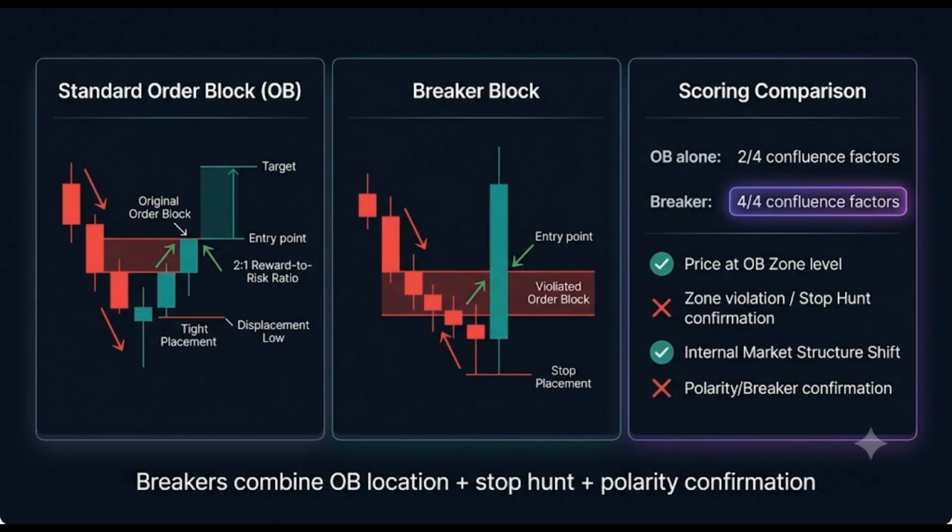Second, the violation that created the breaker swept the stops of traders who were trading the original OB. Those stop orders became the liquidity that funded the institutional move through the zone. Third, price returning to a breaker must pass through the zone that just swept an entire population of traders. Those traders are now reluctant to re-enter at that level, creating a vacuum of opposing orders. Less opposition at the zone means stronger and cleaner reactions.